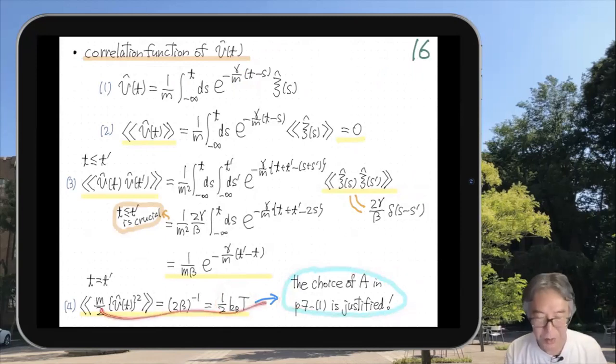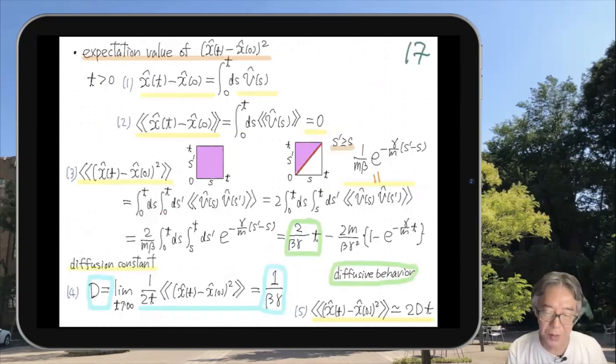Okay, so this was an important calculation. Now let's compute the expectation value of this displacement. First of all, this is a displacement of x from 0 to t, and of course it's given by this integral. If you take this average, then of course it gives you 0, but it doesn't mean anything. Starting from 0, you may go to the right or you may go to the left. So on average, it's 0.